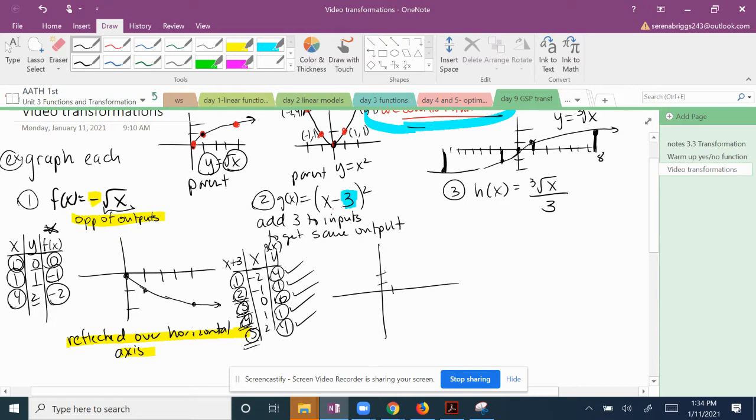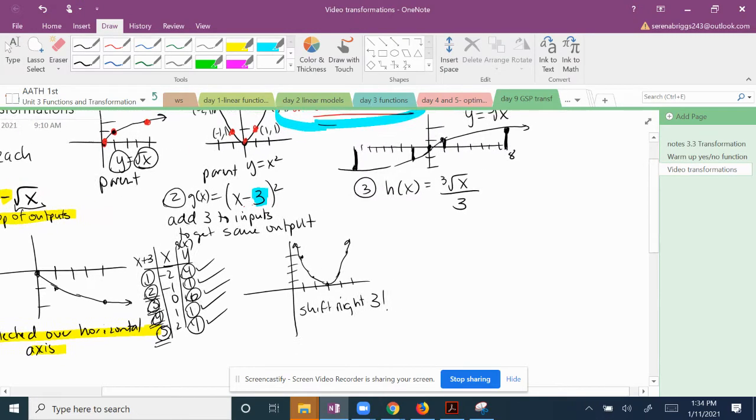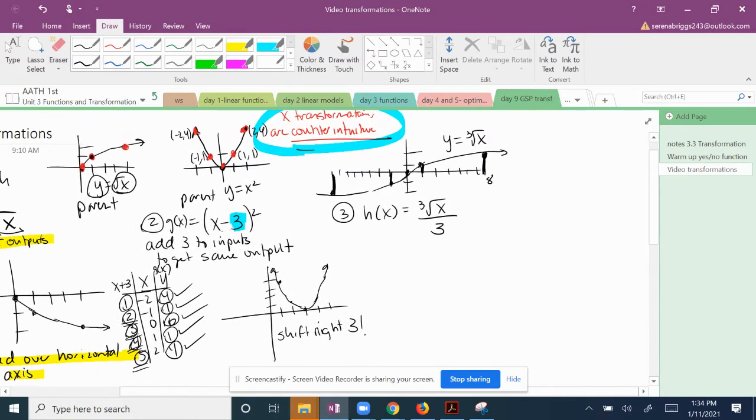So 1 gives me 4, 2 gives me 1, 3 gives 0, 4 gives 1, 5, back up at 4. And what I see here is the graph of the parent graph shifted right 3. Number 3, I have the parent graph graphed above.